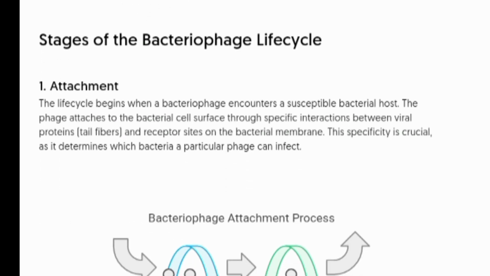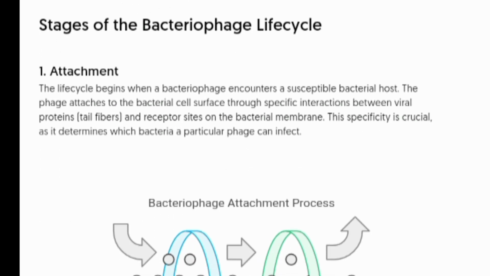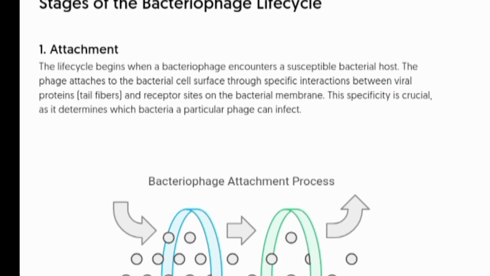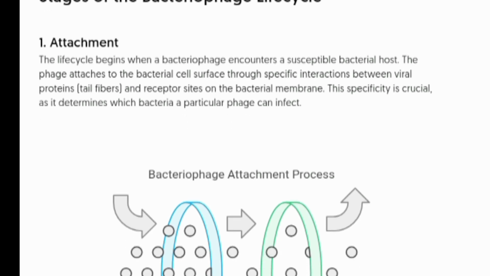First is the attachment. The life cycle begins when a bacteriophage encounters a susceptible bacterial host. The phage attaches to the bacterial cell surface through specific interaction between viral proteins and receptor sites on the bacterial membrane. This specificity is crucial as it determines which bacteria a particular phage can infect.